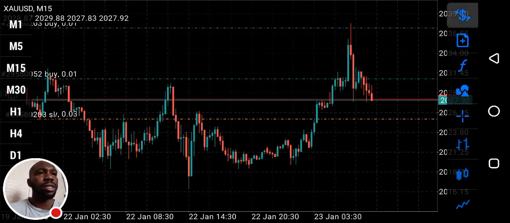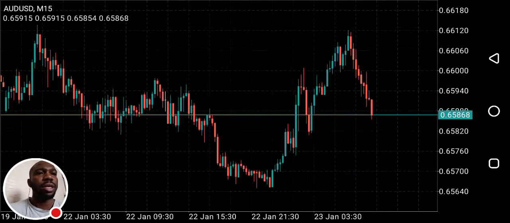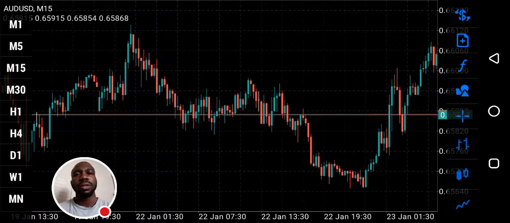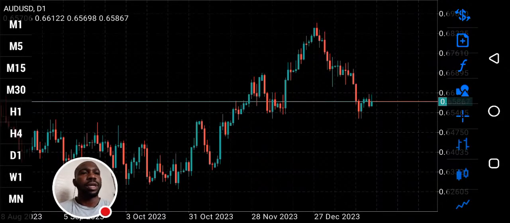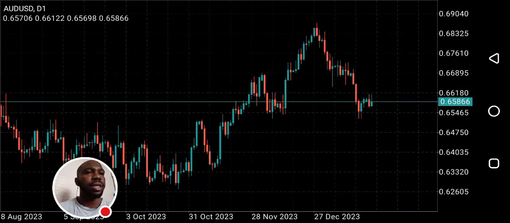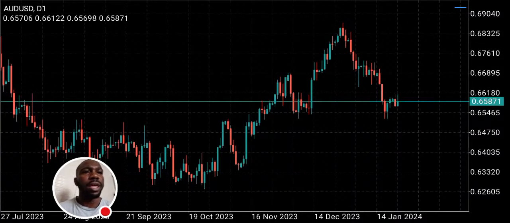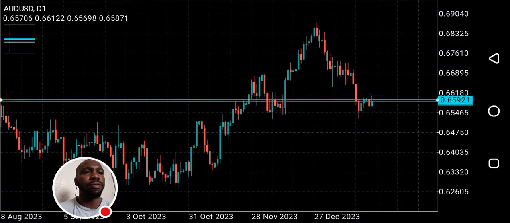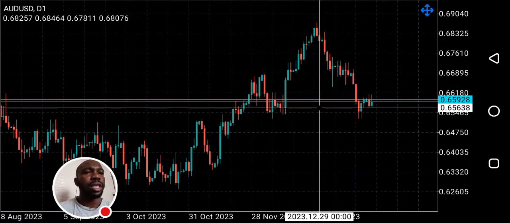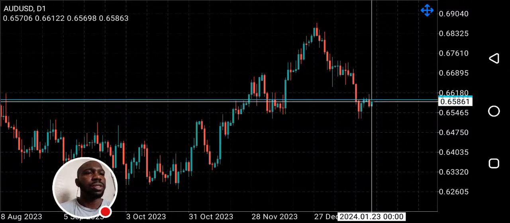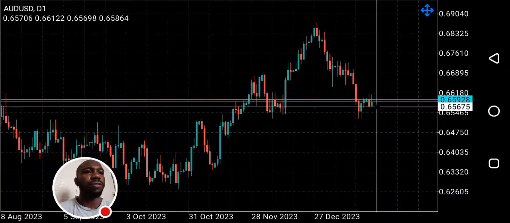So let's see other pairs. Let's start with Australian dollar USD. My bias on Australian dollar USD is bullish. Let's start with the daily time frame. So you can see yesterday's candle closed bearish. Now we had a high here after the close of this bearish candlestick. Yesterday's candle tested that high and there was a strong rejection from that level.